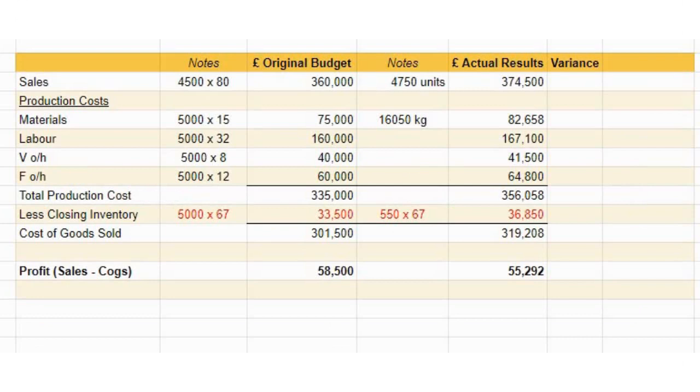So if we look at the information that we've got so far, we can see that we've got the original budget here, and we've got the actual results here. But it's almost impossible to make a comparison between the original budget and the actual results because, quite simply, in the original budget we budgeted to make sales of 4,500 units and the actual sales were 4,750 units. Now how do you compare that? And also down here we've got 5,000 units in the original budget for closing stock, and we've actually got 550 units in closing stock. So the way that we solve the problem of making a comparison is by flexing the budget.